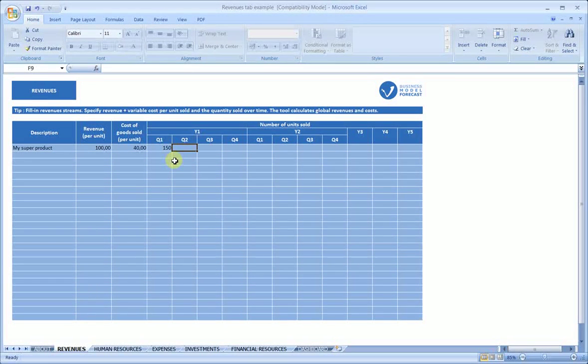a % of growth compared to the first quarter. So let's guess we will have a 50% growth each quarter. So I can just specify it manually, or I can also write a small formula like this, and it's easier.